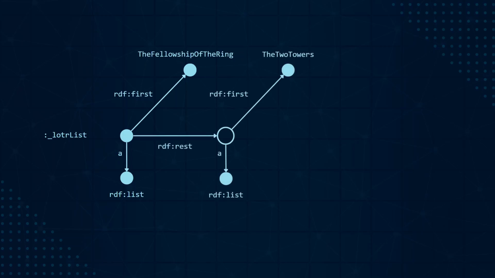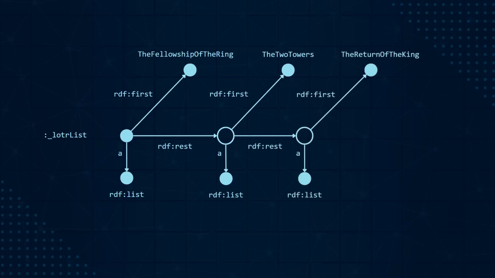Instead, we connect our list with a second list via the predicate RDF rest. That list should preferably be a blank node and contains the second element, the two towers, which is also connected via RDF first. With the same principle, we can then define the third part of the Lord of the Rings trilogy. When no elements are available anymore, we define the rest as RDF nil.